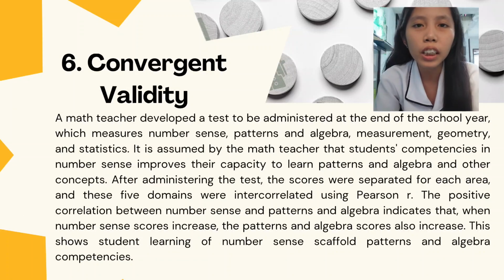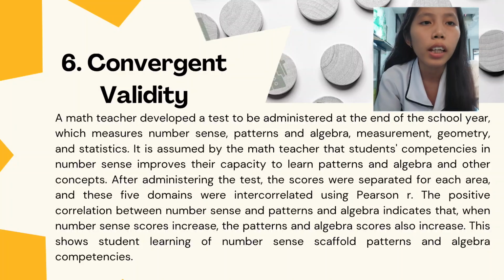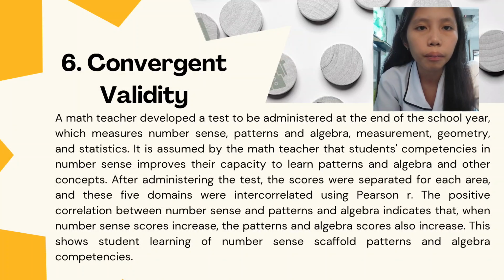And then, next one is convergent validity. So, it talks about do similar items group together. So, your test results strongly match other tests that measure the exact same or very similar concept. So, here is the case under convergent validity.